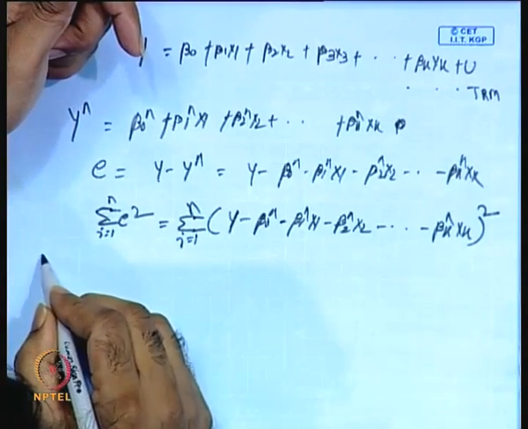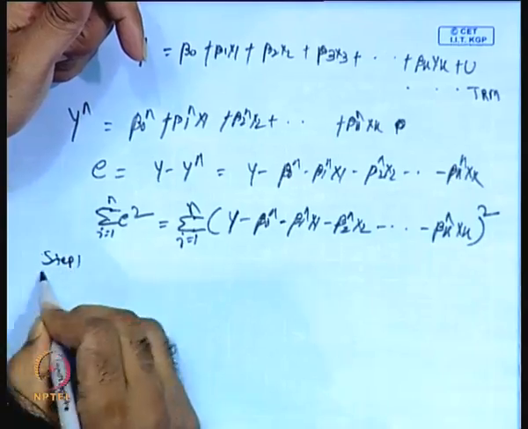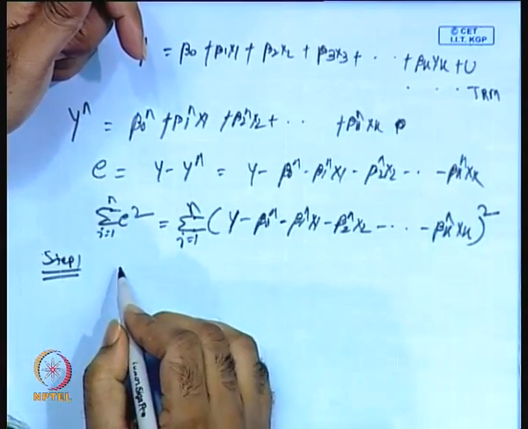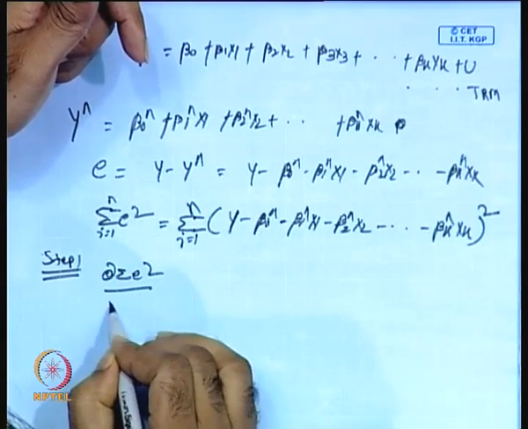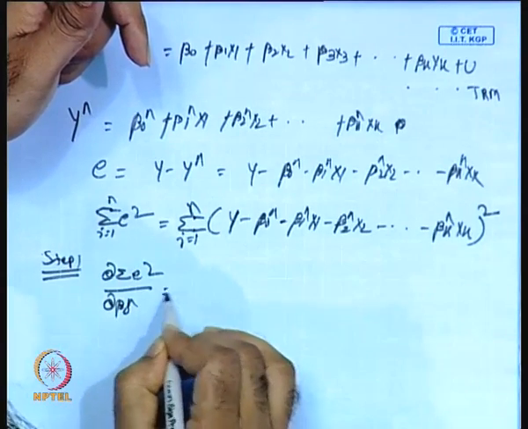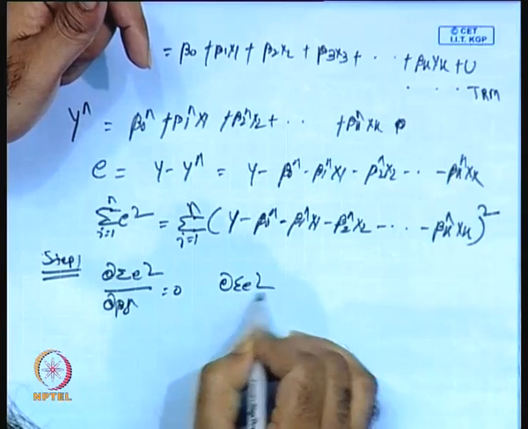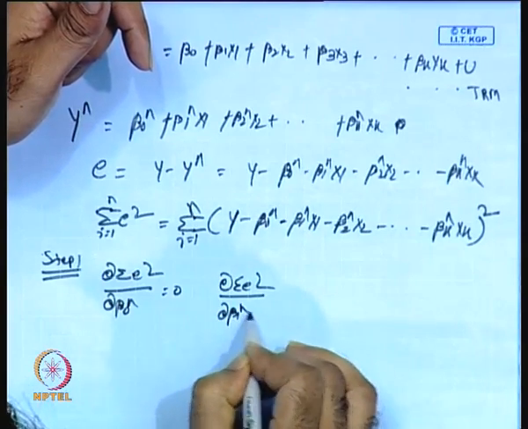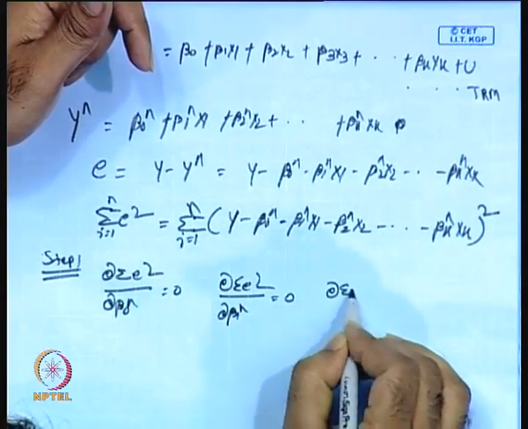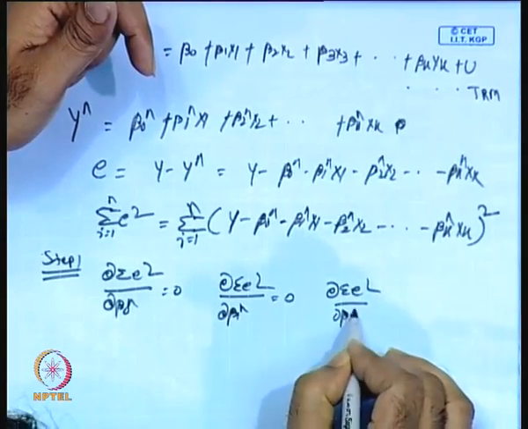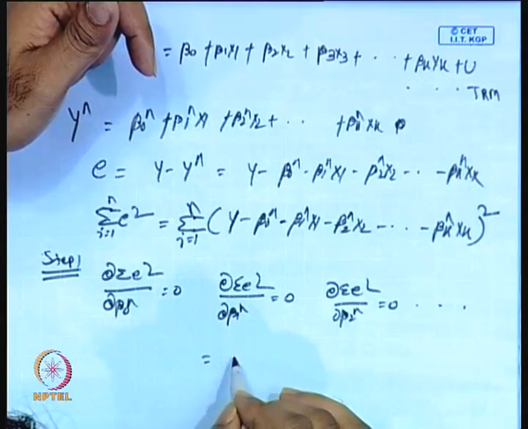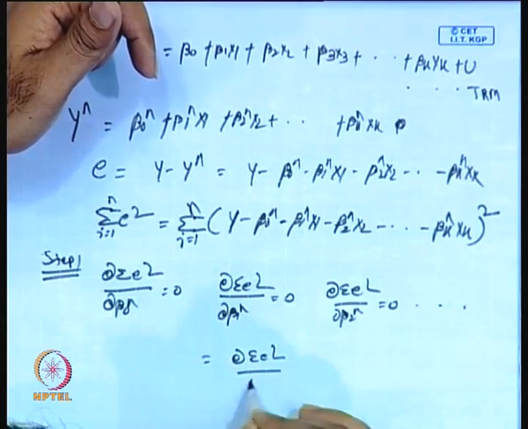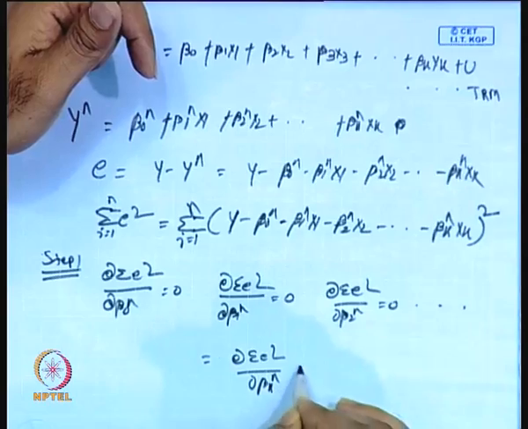So now, what is the structure? The first step is to take the partial derivatives. d summation e square by d beta 0 head is equal to 0, d summation e square by d beta 1 head is equal to 0, then d summation e square by d beta 2 head is equal to 0, and continuing, finally d summation e square by d beta k head is equal to 0.